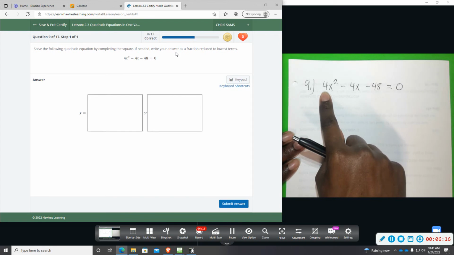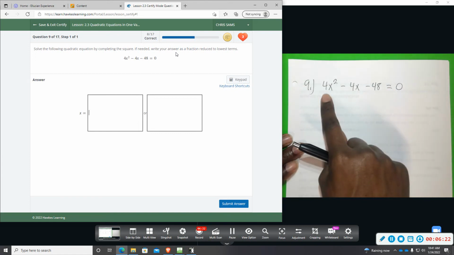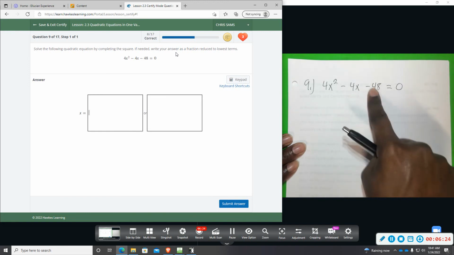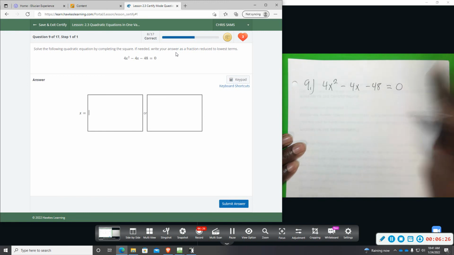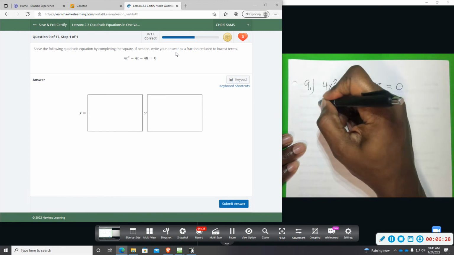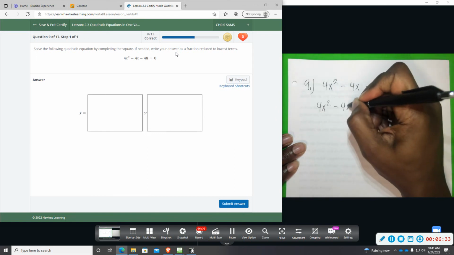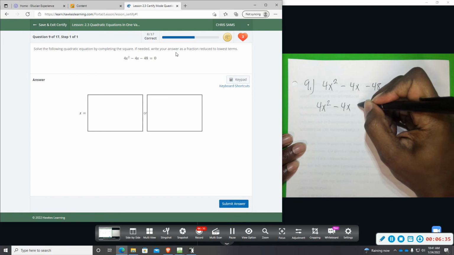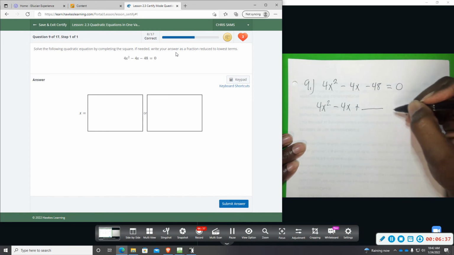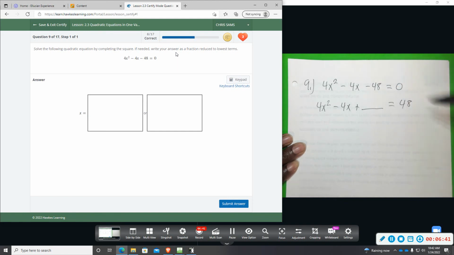But before we do that, because things change up considerably, you can't just divide that out. We're going to first move this constant term over. We're going to move the 48. I'm going to add 48, so I'm going to have 4x squared minus 4x, and then I'm going to do plus blank, because I'm going to add something there, equals 48. So what I did is I added 48 and moved it over.